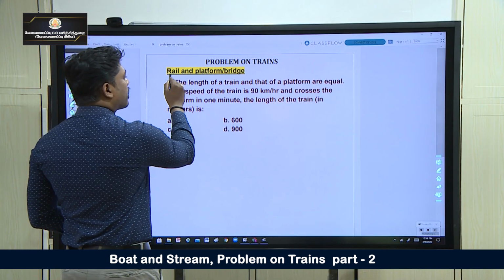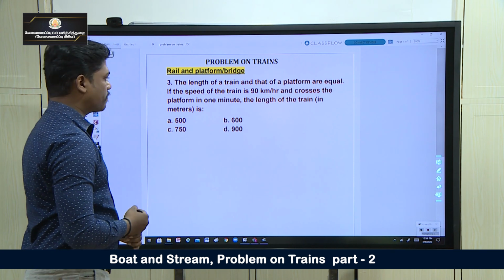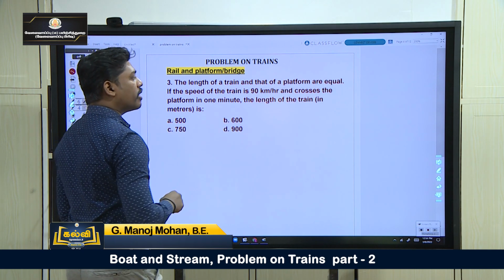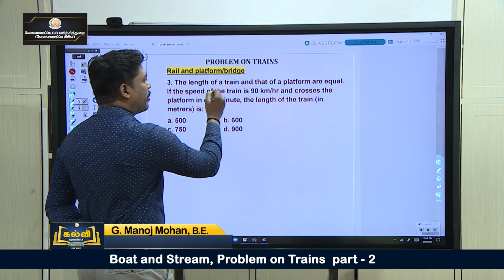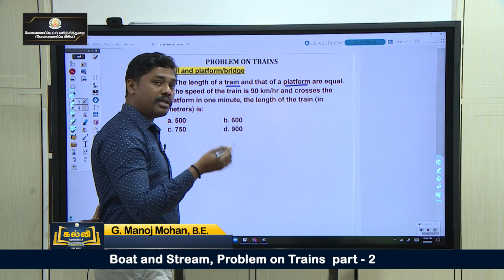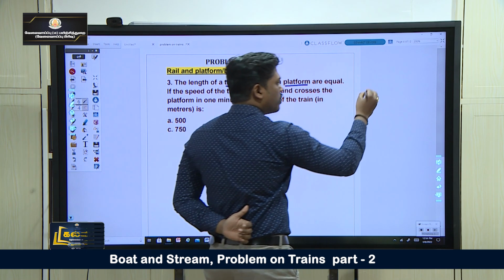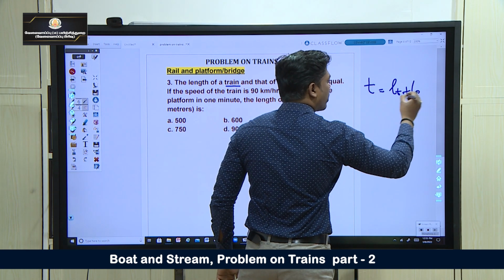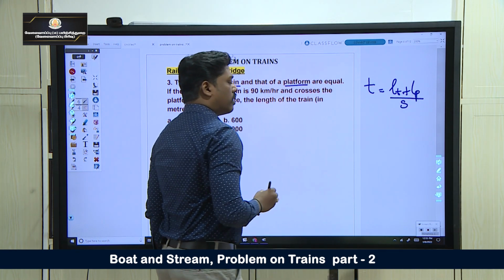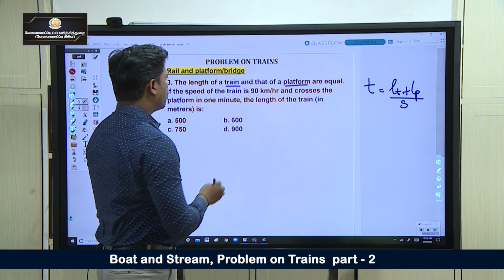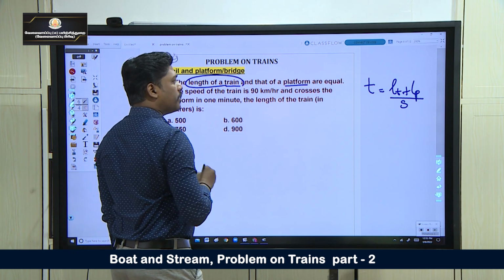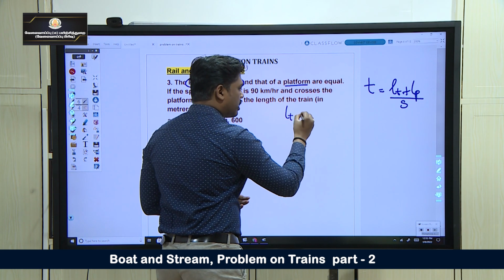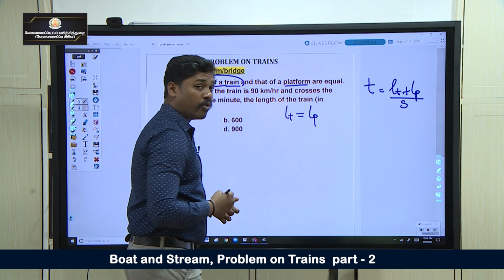So look at here, rail and platform bridge. Here the length of train and that of platform are equal. They are talking about train and platform, so it comes under stationary length. So the formula is length of train plus length of platform divided by speed of train. What I have mentioned here is the length of train and platform are equal. So length of train is equal to length of platform.